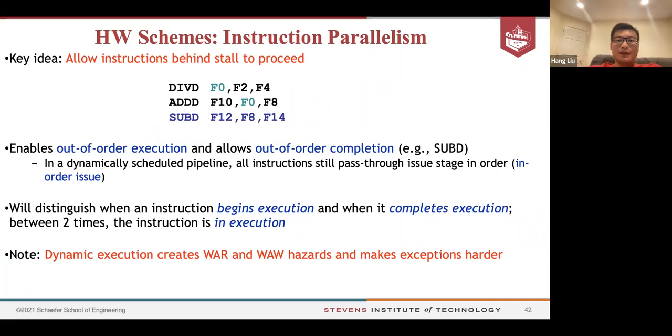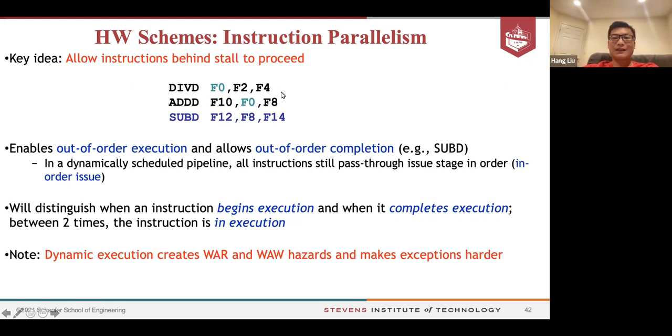Hardware schemes for instruction parallelism. This is an example code snippet. What we do is allow the instructions behind the stall to proceed earlier. For instance, we have a division of F2 by F4 and write the result to F0. And then we add F0 and F8 and put the result into F10. Later we do a subtraction, using F8, subtract F14 and put the result into F12.